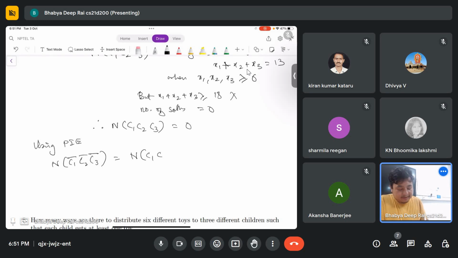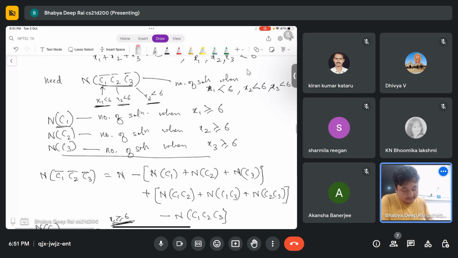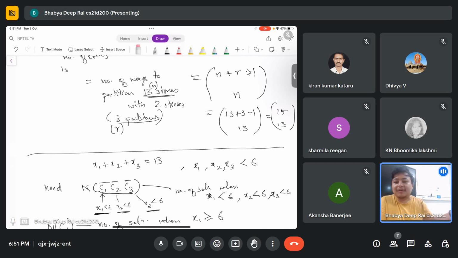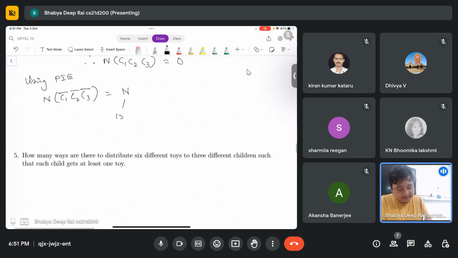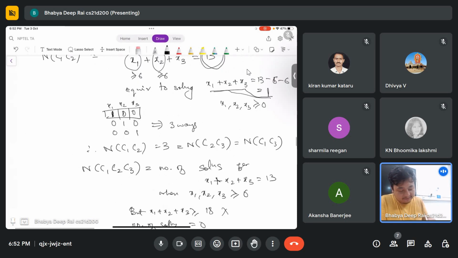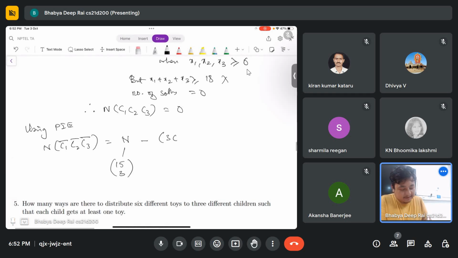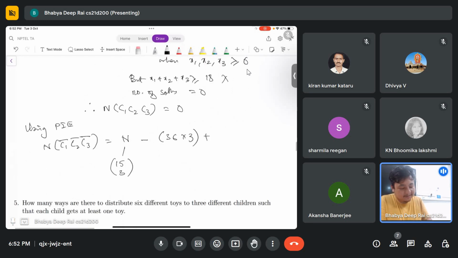C1, n. Okay, so what is n here? n is the one without the constraints. That is the total number of solutions, which is 15 choose 3, minus C1, C2, C3, which is 36 times 3 plus all this is 3, right? 3 times 3. I'm writing 3 times 3 because it's identical for all. So it's plus 0 minus 0.